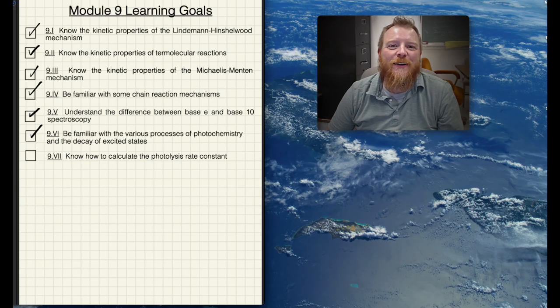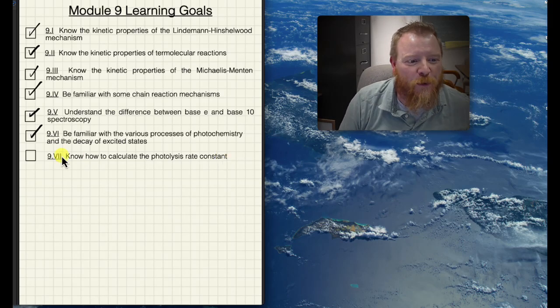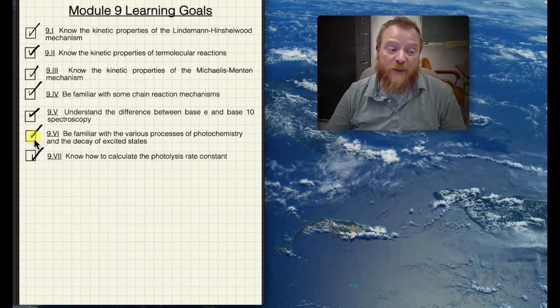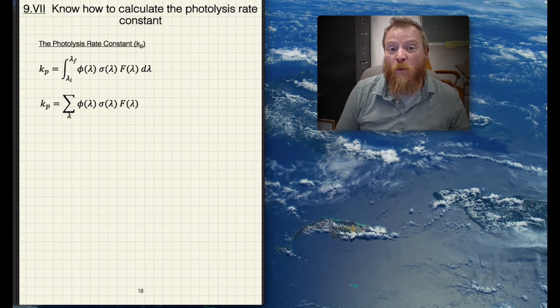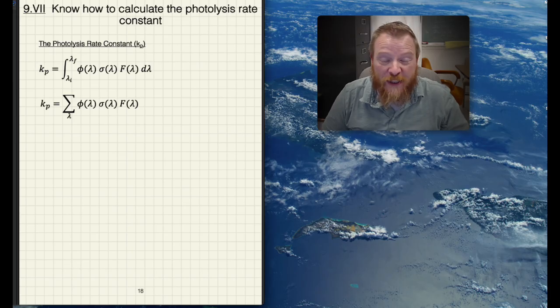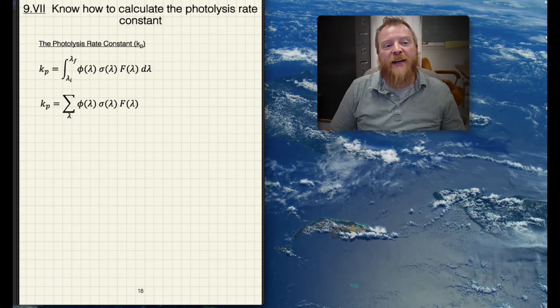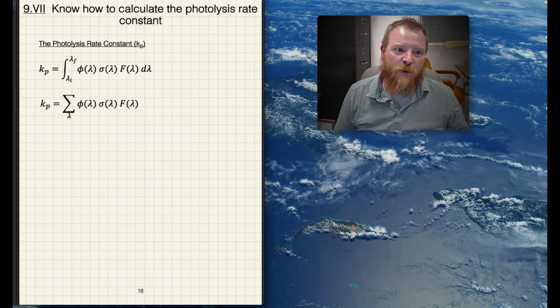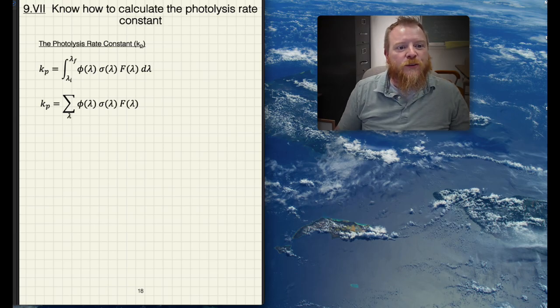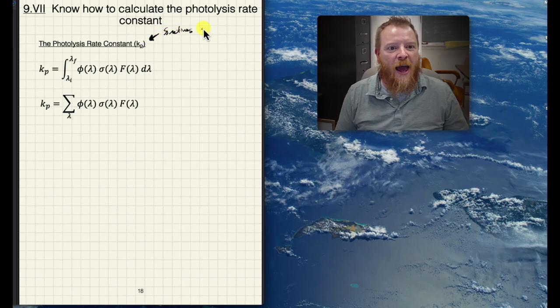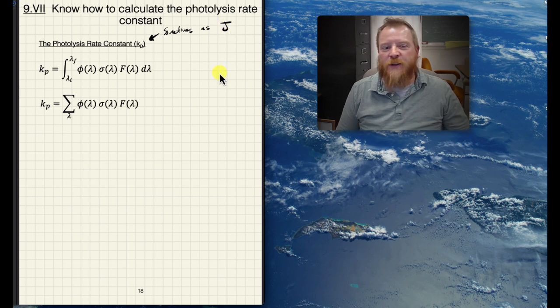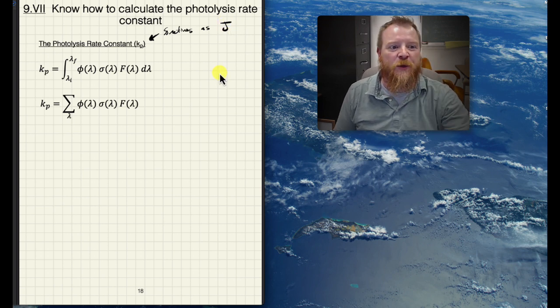Okay, folks, in the last learning goal of this module, we're going to go through how to calculate the photolysis rate constant. So photolysis rate constants are, of course, dependent upon how much light you have, what the molecule is, what the reaction is, etc. So it's not necessarily a given that any one photolysis rate constant will be the same as the other. So typically we see the photolysis rate constant given as Kp, though sometimes it's given as J. So I know there's not enough letters in the alphabet and they often get reused.